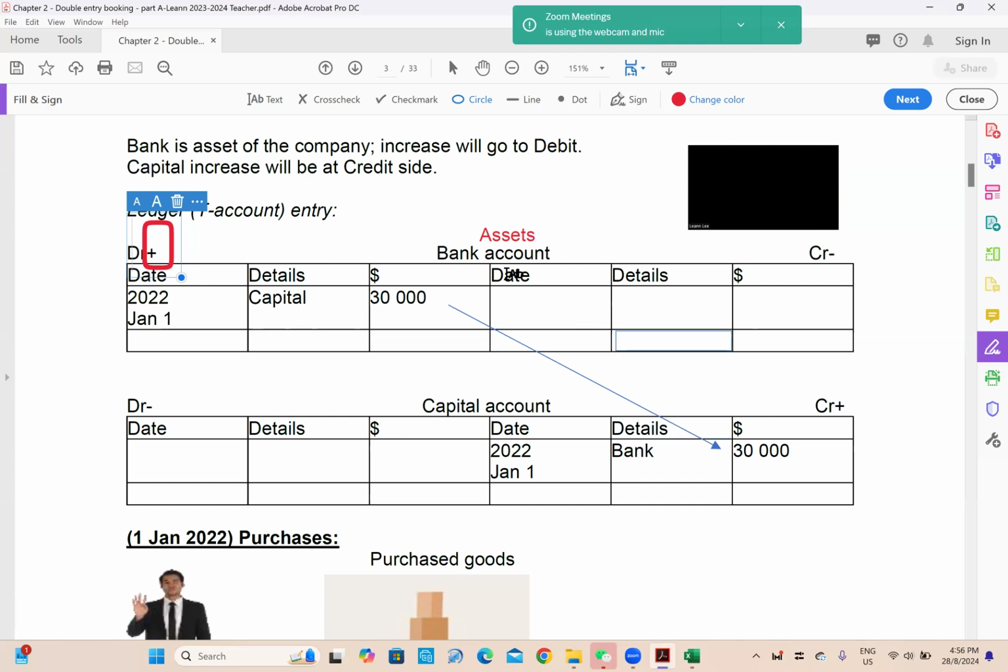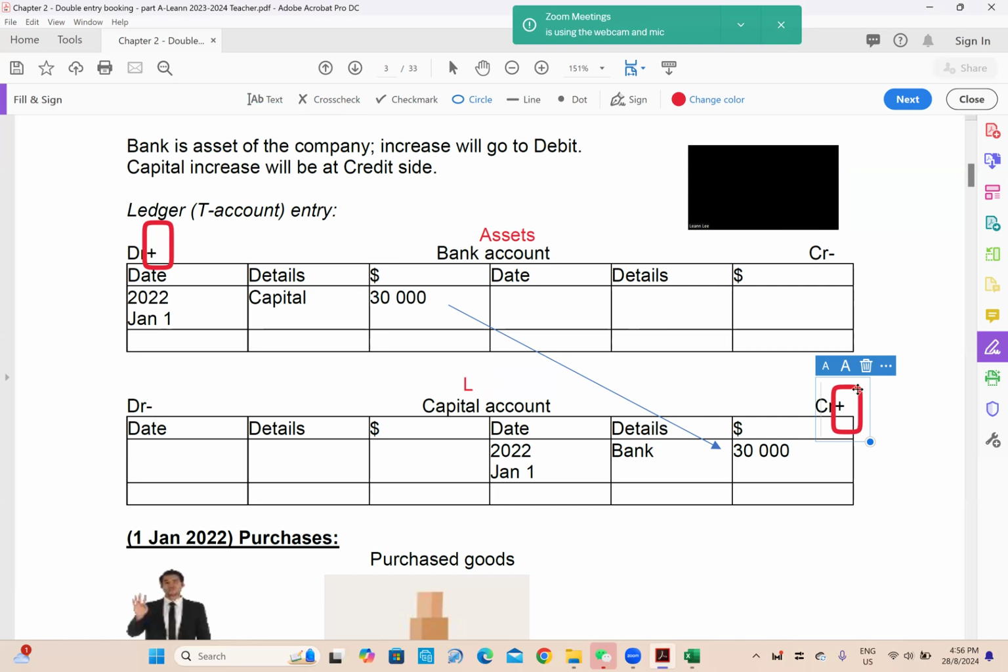So double entry means that one side is debit, the other side must be credit. But you need to think, what is the related account to credit? So now the related account is capital. So capital is part of the liability. So credit side is plus, debit side is minus. Therefore, you will see I put my credit side as plus. You see the difference or not? They cannot be the same. It depends on the type of account. So if they are assets, my debit side will become plus. If they are liabilities, my debit side will become minus.